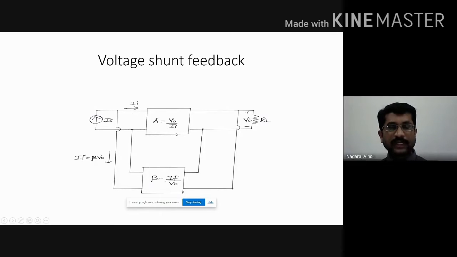According to Ohm's law, V by I is equal to R. Is it not? It is resistance. Therefore, this amplifier is also called a transresistance amplifier. The voltage shunt feedback amplifier is also called a transresistance amplifier, because it's a resistance that we are getting here, V naught by Ii. Therefore, it is called a transresistance amplifier.